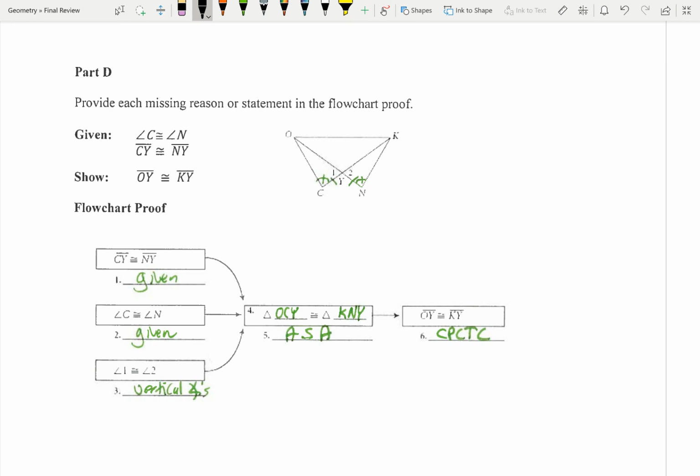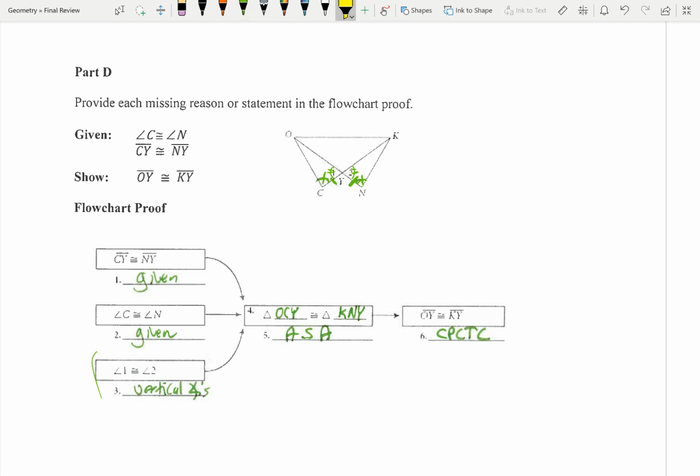So let's figure out what we got here. Usually when I have a problem like this, I like to mark what I'm given, which is what they did here. So C and N are congruent. These are congruent right here. And then it says angle 1 is congruent to angle 2 down in the proof right here. So that's going to mean that 1 is congruent to 2.